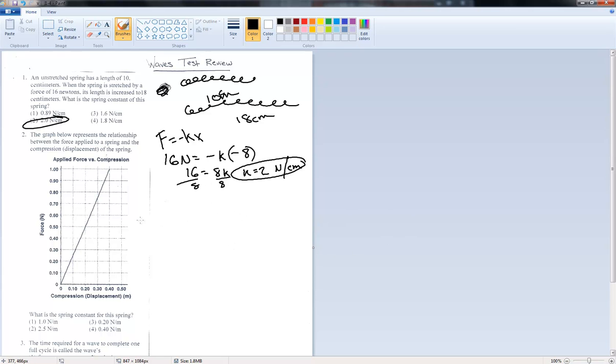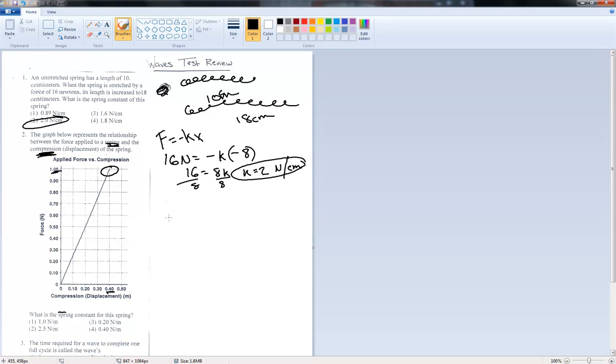Question 2. The graph below shows a relationship between the force applied to a spring and the compression. So spring compression, this is Hooke's law again. Find the spring constant. So we can pick any single point along this line because these are all points that apply. So let's pick this point right here. All right. At 1, it was displaced 0.4.